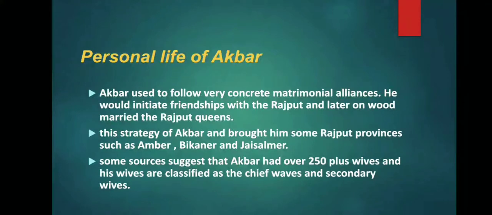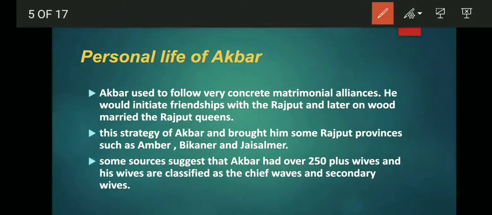Now, when learning about the personal life of Jalaluddin, we must keep in mind that Akbar used to put forth very concrete matrimonial alliances with elite Rajput families. So this way he was very strategic. Akbar used to follow concrete matrimonial alliances. He would initiate friendship with the Rajputs and later on he would marry the Rajput queens. So this was his very concrete strategy.